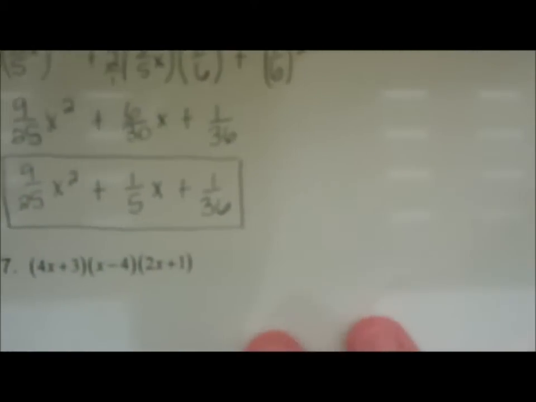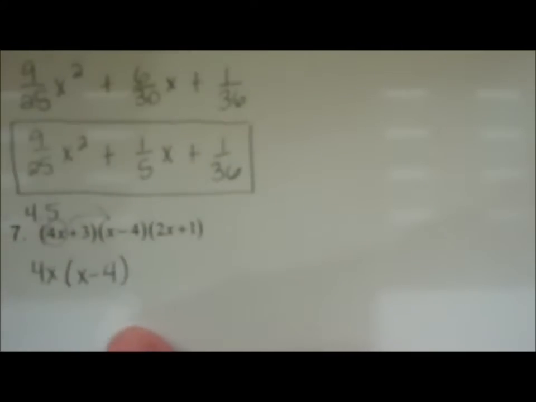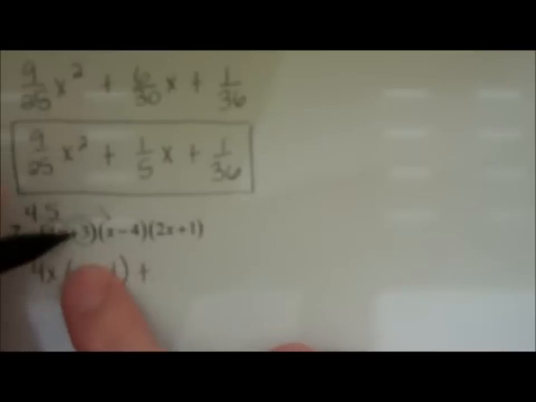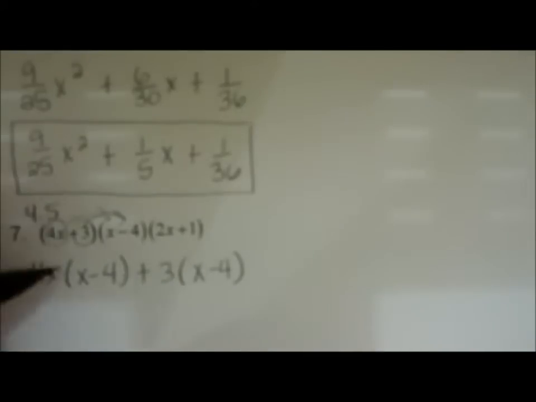Okay, number 7 is 4.5. Okay, number 7, we're going to start off by multiplying these first two. So I'm going to take this 4x and distribute it to the parentheses. So 4x, well, I'm going to write the parentheses first. X minus 4, just like number 1 and 2. And that's going to be plus 3 times the entire parentheses, x minus 4. I'm going to take this 4x and distribute it to each.